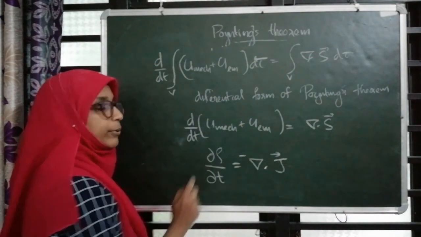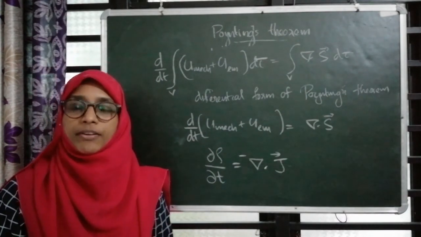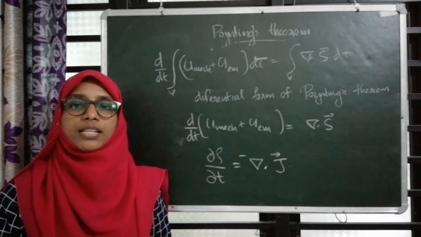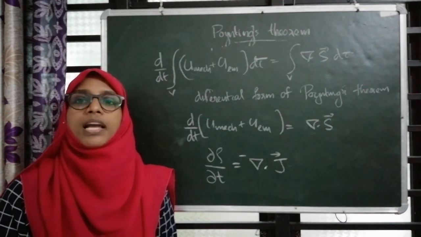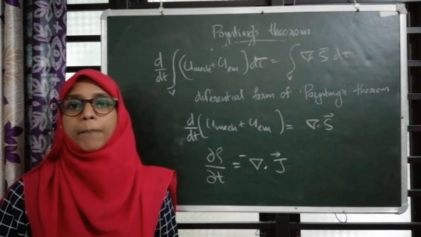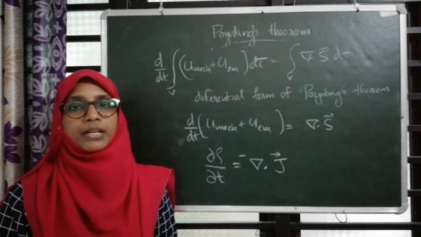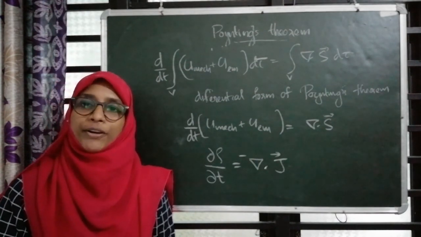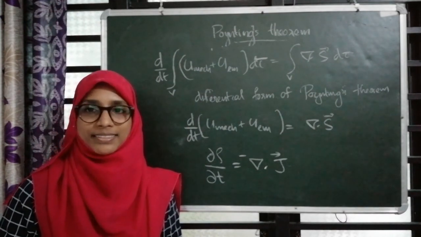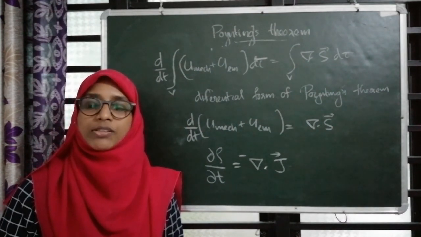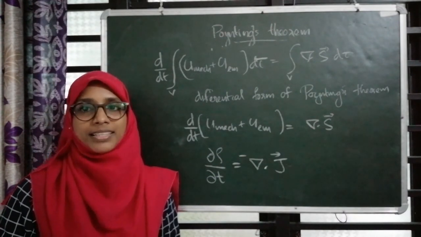So, when electromagnetic waves are traveling, some energy is carried by the electromagnetic wave, and that is represented using the Poynting vector, which is the energy transported per unit area per unit time. Hope you understand the Poynting theorem and the term Poynting vector. The Poynting theorem is also known as the work energy theorem of electrodynamics.